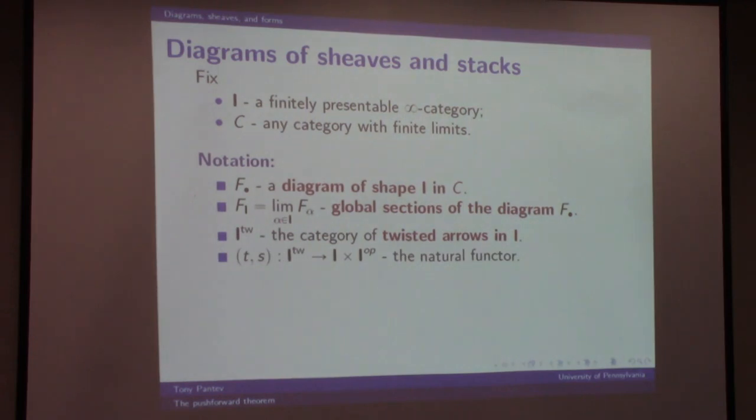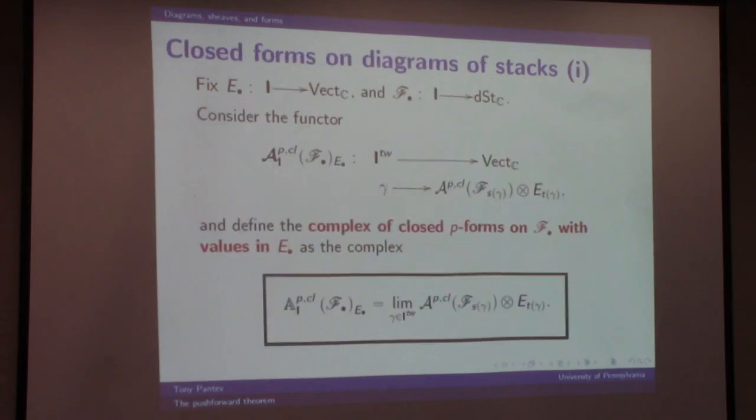If you take the category of twisted arrows, of course you have target and source functors to the category I and to the opposite category. And now you can use that to actually construct forms. It's actually a little bit useful to use the full flexibility of the theory. So I'm going to look at not just forms on the diagram of spaces I'm dealing with, but I'm going to look at forms with coefficients in some prescribed complexes of vector bundles.